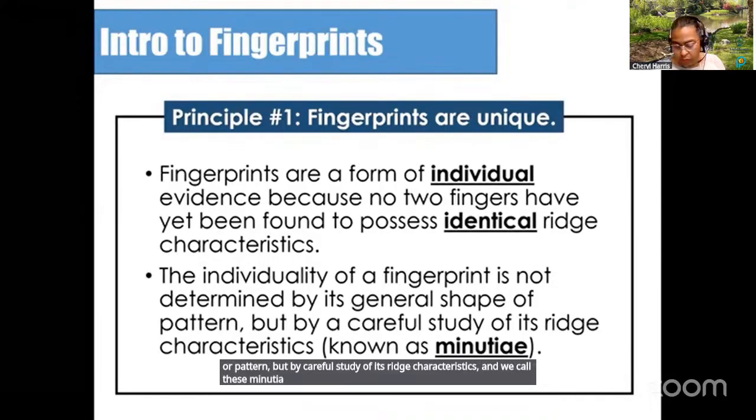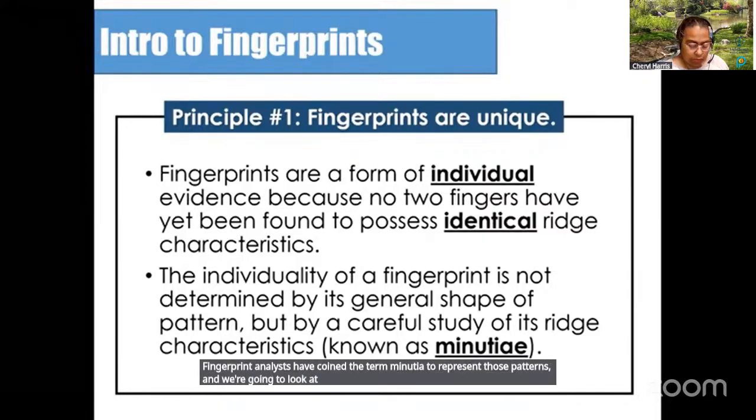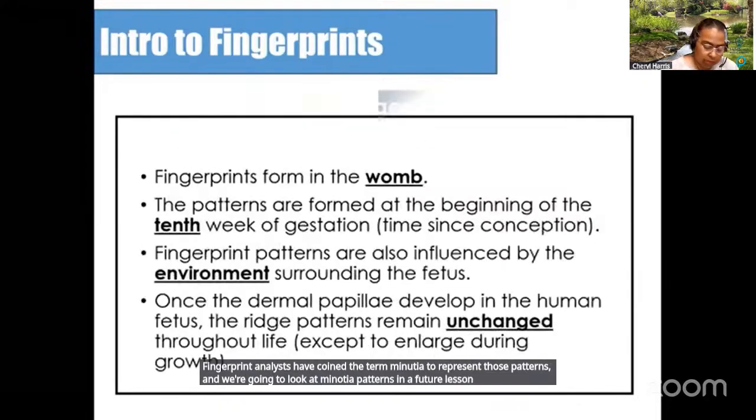So minutia are the ridge patterns that we see, and there are some common ridge patterns that we see in fingerprints, and fingerprint analysts have coined the term minutia to represent those patterns. We're going to look at minutia patterns in a future lesson.